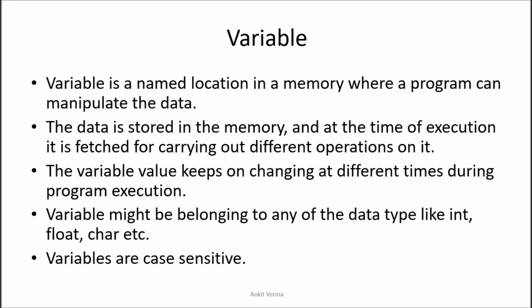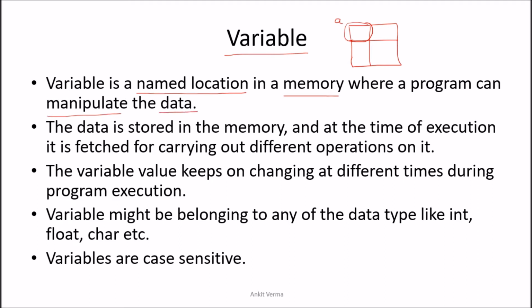Then, talking about the next one, which is again part of the token, that is the variable. A variable is a named location. Named location means there is some memory, and in that memory we are going to save one block for us and name it. Let us suppose that we say int a. So this block of memory is saved. It is a named location in memory where a program can manipulate the data.